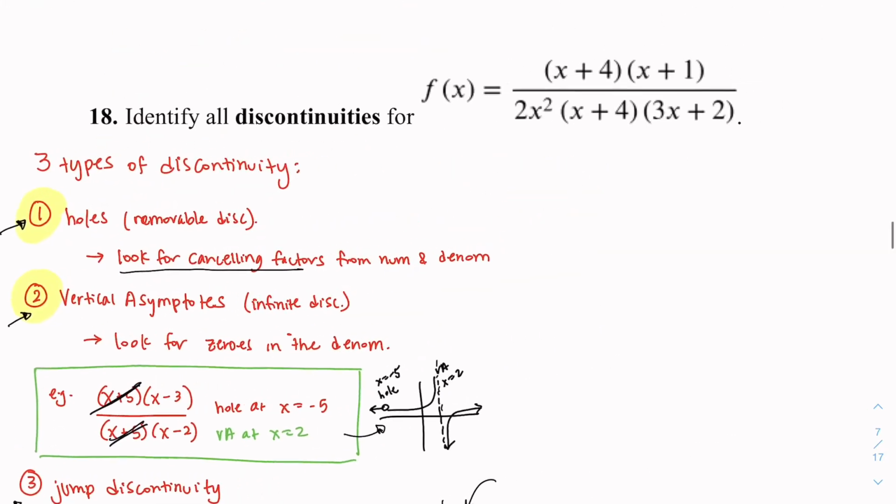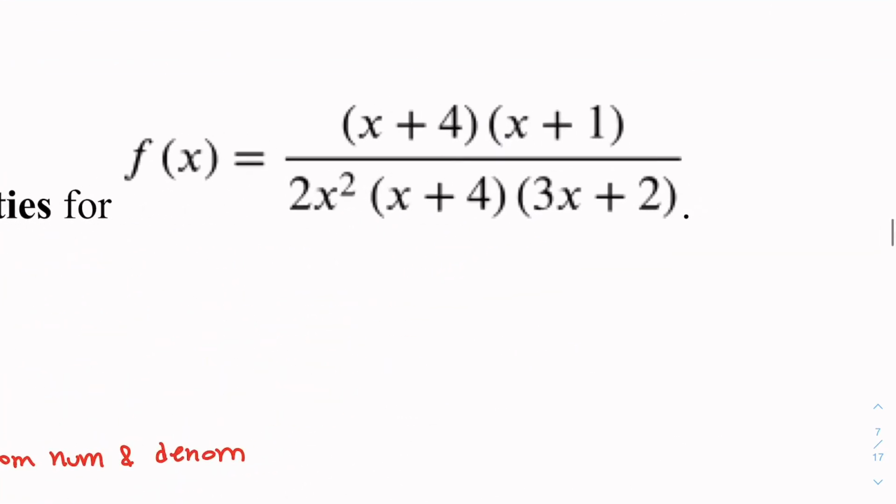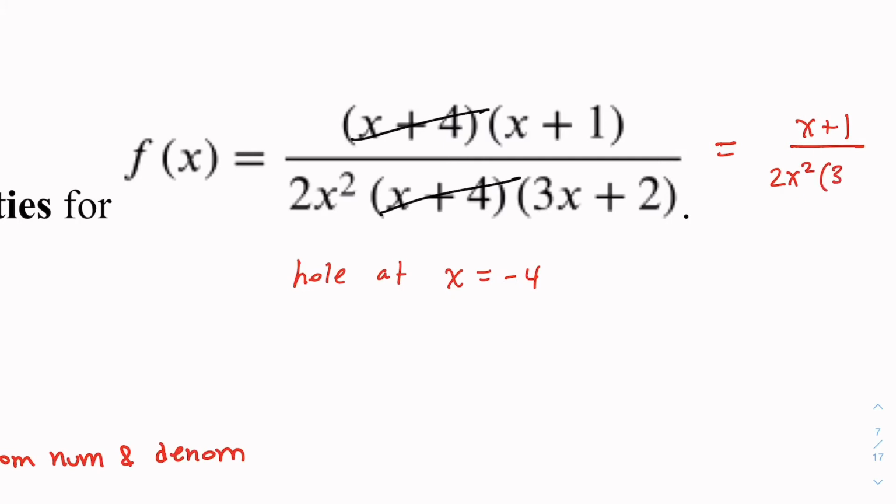So let's get into it. Let's factor, see what happens. Okay, it's already factored for me, which is great. So let's cross out. I immediately see I have a hole at x equals -4. And then what's left over shows I'm going to have two asymptotes because I have two roots in the denominator. My first root is at x equals 0. My second root is at x equals negative 2/3. So that's where my vertical asymptotes are at.